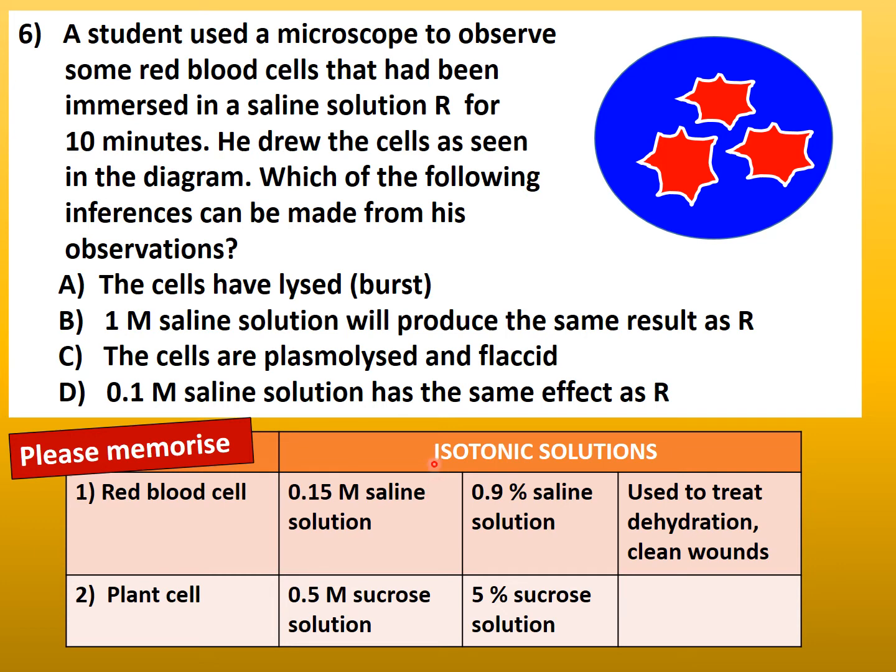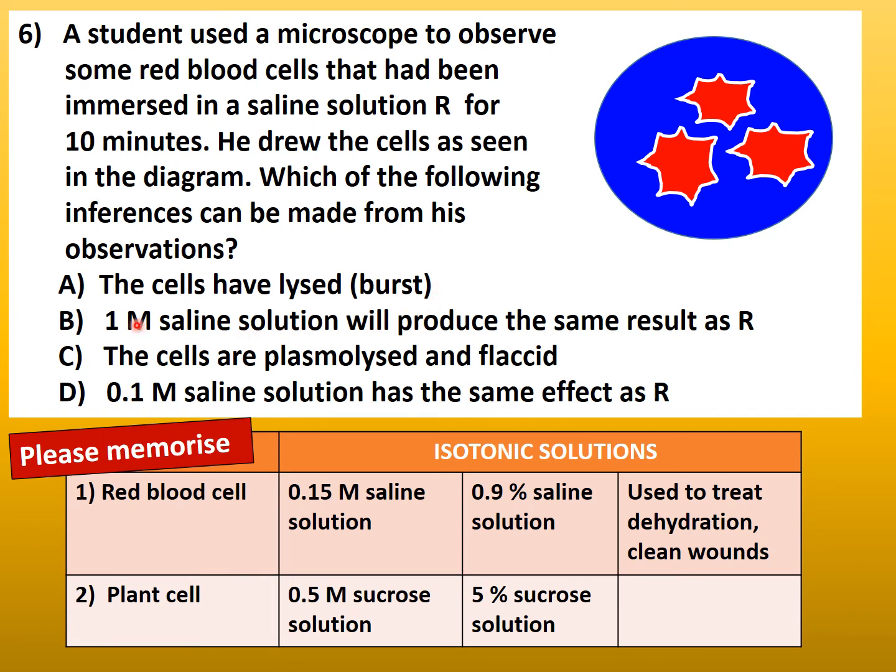Right, we start with the first choice. The cells have lysed or undergone hemolysis, or they have burst. Not true. Hemolysis or lysis only happens in a hypotonic solution, when the solution is more dilute than the cytoplasmic fluid of the red blood cell. But in this case, we want to look for a more concentrated solution. So this is definitely wrong.